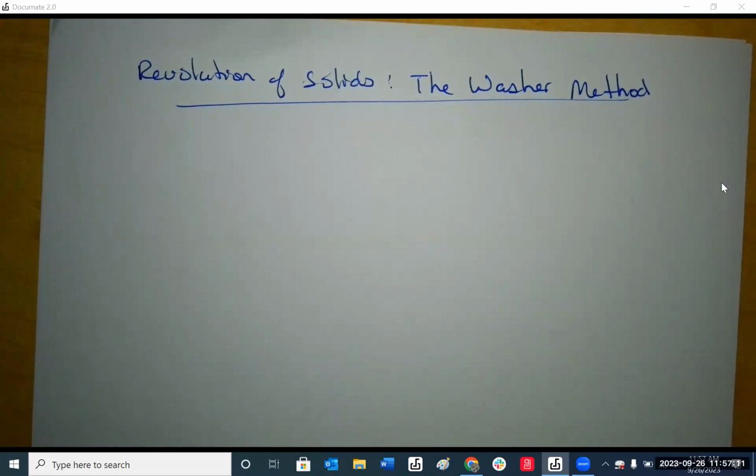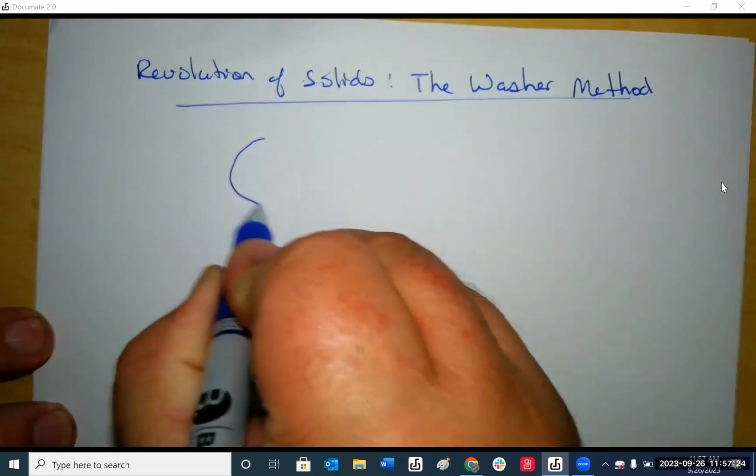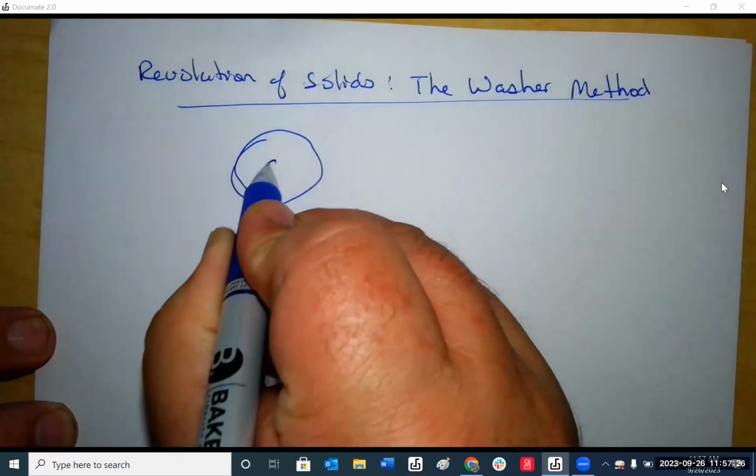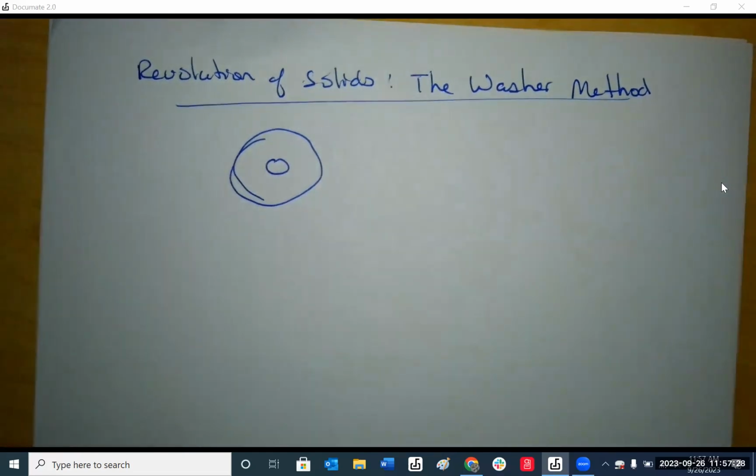Before we begin here, we have to agree what we mean when we say washer. Not the laundry machine, but a washer in construction. It's a metal disc with a hole in the middle. That's a washer.